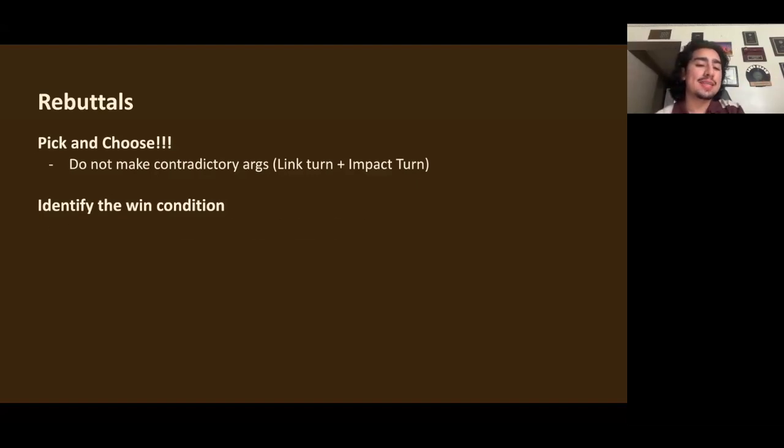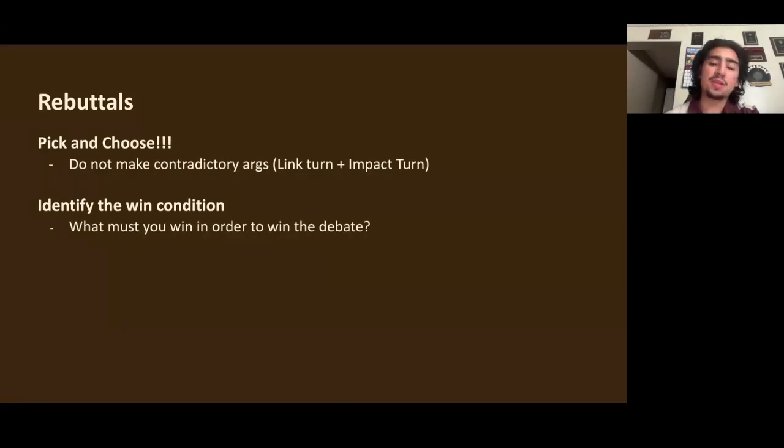As the affirmative, you want to identify the win condition. So think about what you must win in order to win the debate. Maybe you need to win no link. Maybe you need to win a link turn. Maybe you know that the impact of the disad is really potent, and so you want to minimize that by making a bunch of no impact arguments, and then you want to make sure you're winning the impact calculus debate.